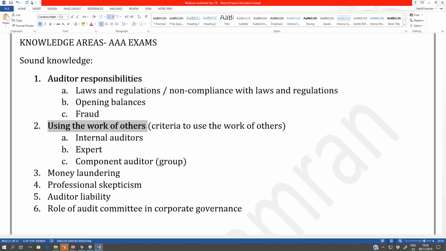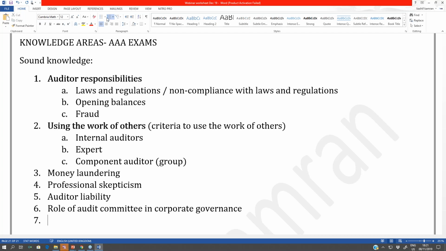I think the component auditor has gone into day one. We saw money laundering yesterday, and even a bit of professional skepticism came into some of the previous days of these webinars. So let's start on the journey. I'm not doing all of these areas, but I'll be doing some selected areas from the list. The remaining areas you will be doing and building your knowledge ahead of the exam paper.